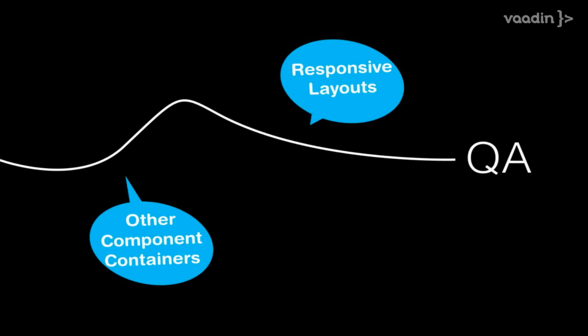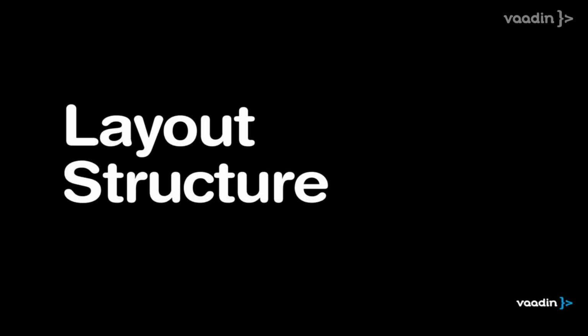Then at the end, we'll also cover the basics of other component containers which are not directly layouts but still components which can hold other child components. And since Vaadin 7.3 was recently released with the new Valo theme, we will also cover the responsive way of creating Vaadin layouts with the CSS layout together with the Valo theme approach. All right, but let's get started with the actual basic layout structure of Vaadin.